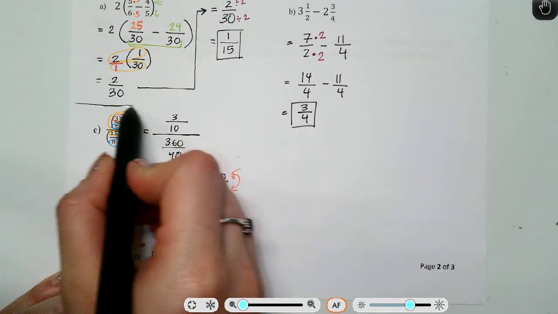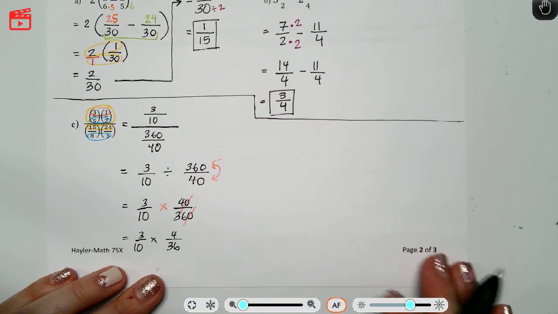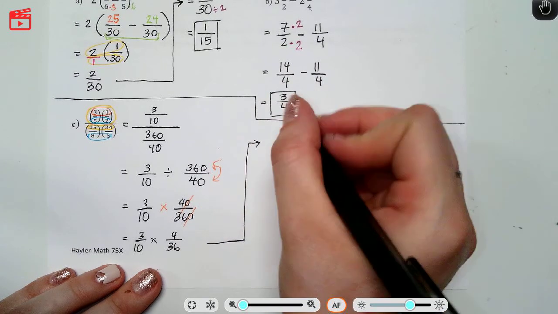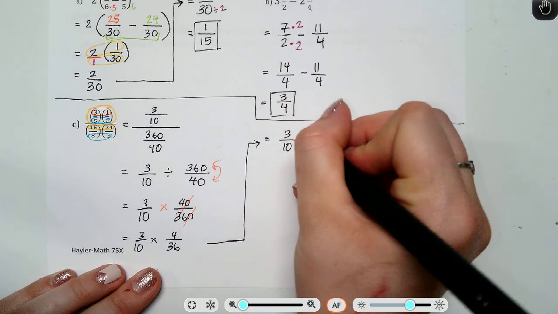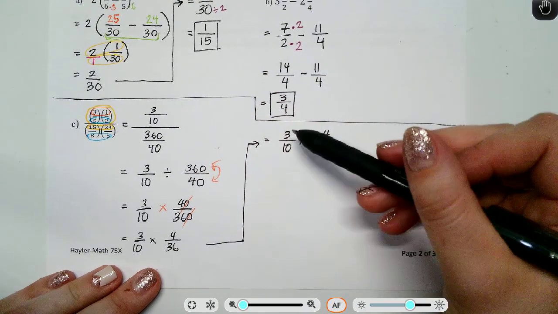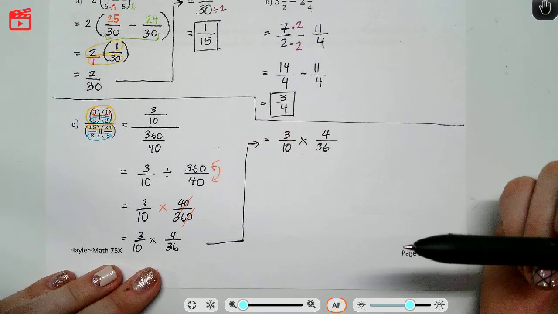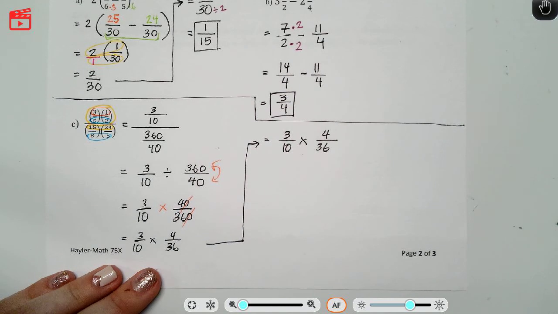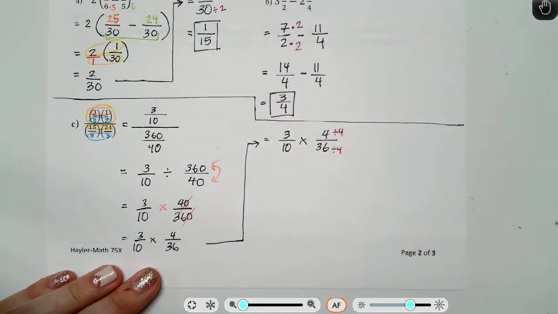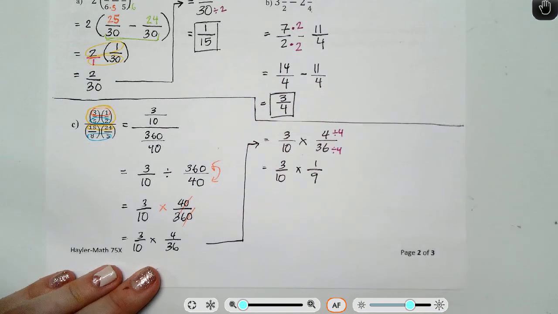Let me go ahead and just box off this section because I'm going to use it. All right, let's go ahead and continue this over here using my arrow to indicate where I'm going with my problem. So can I simplify these before I multiply them? Well, 3 and 10, they don't share a common number. But 4 and 36, those are both divisible by 4 actually. So 4 divided by 4, and then we can divide 36 by 4. What do we get? We get 3 over 10 times 1 over 9.